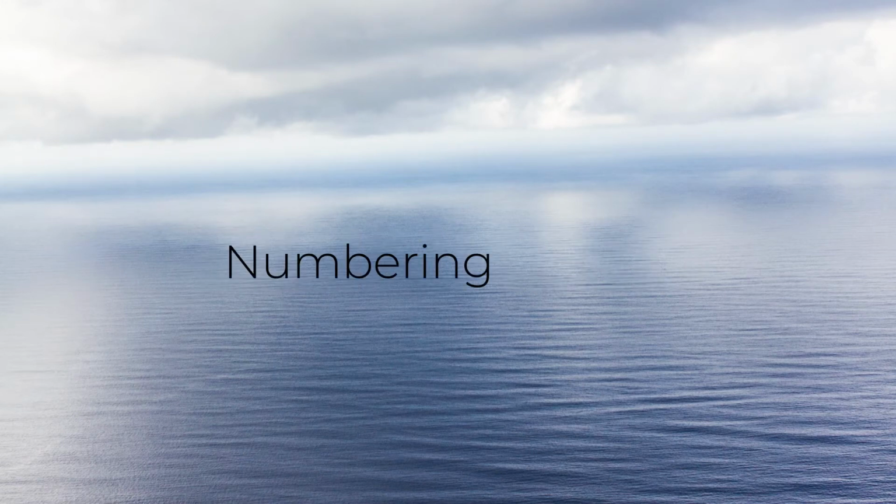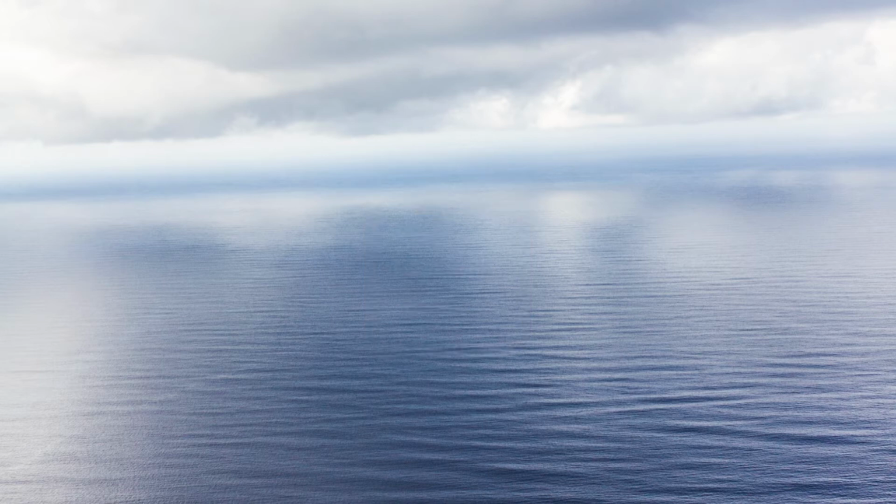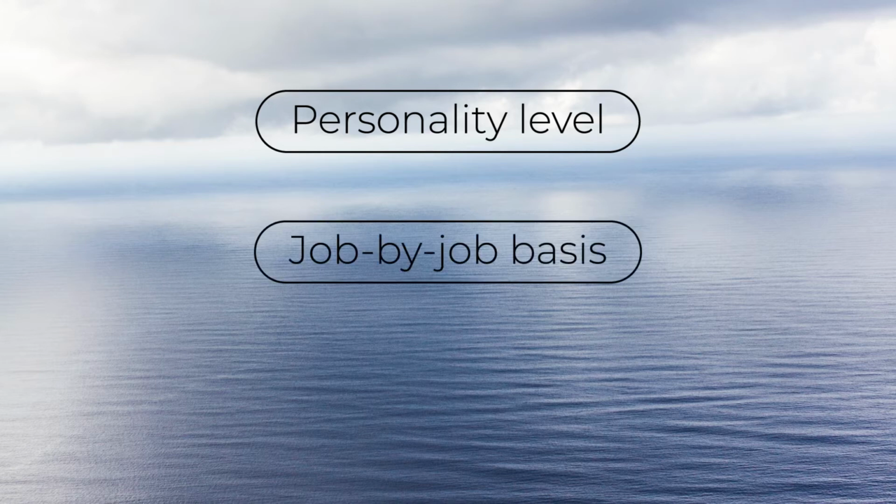Blinkbid allows you several different options when choosing how to set up the numbering system of your jobs, invoices, and advances. In this video, we are going to go over the different options we support for establishing a numbering system. With Blinkbid, you can manage your job invoice numbers at the personality level, on a job-by-job basis, or at the account level.